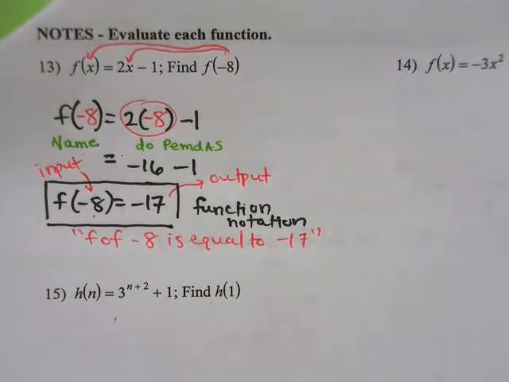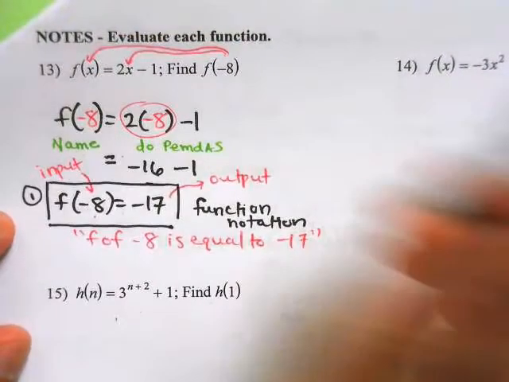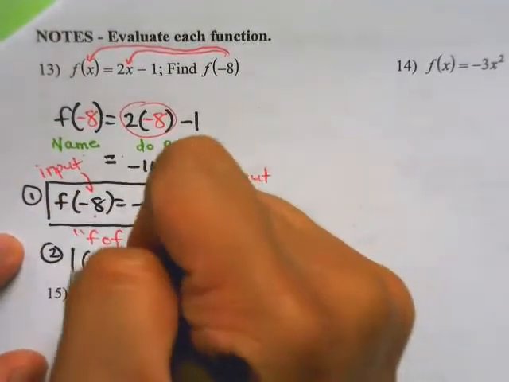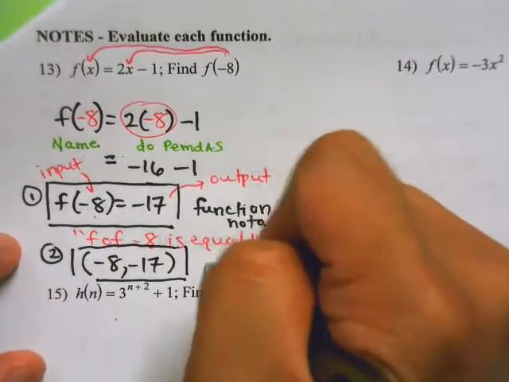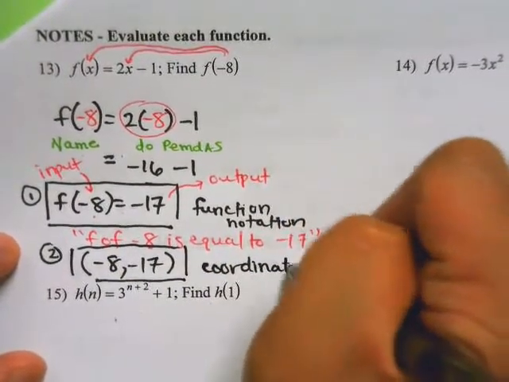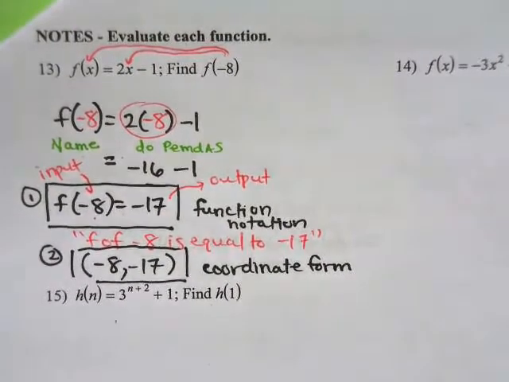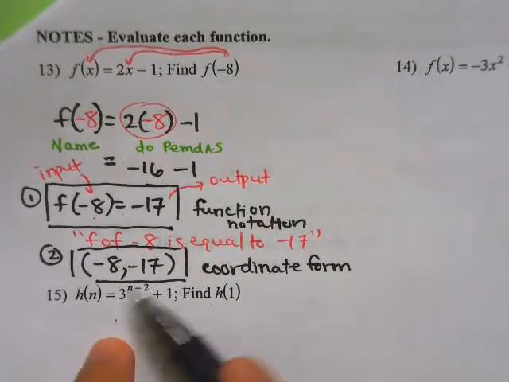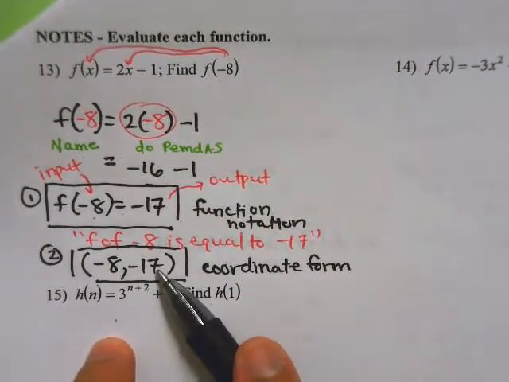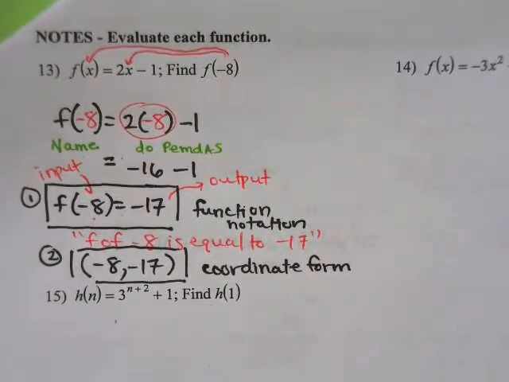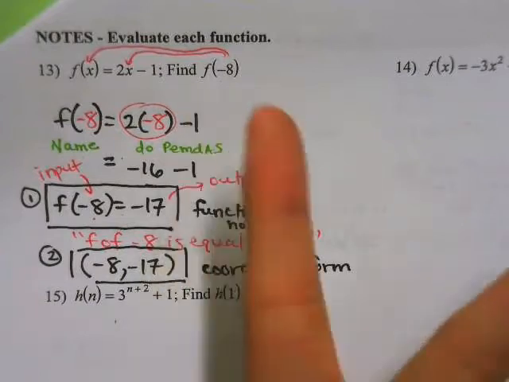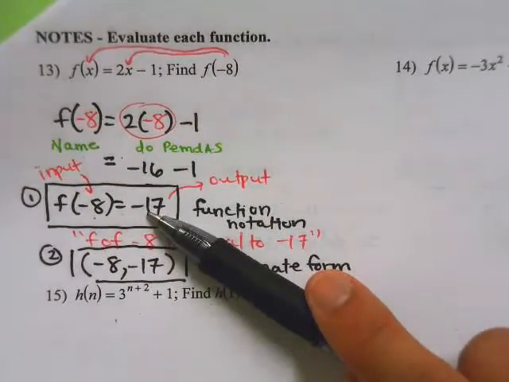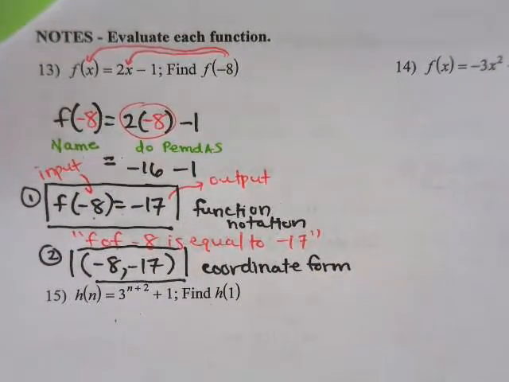So I want you guys to write your answers in 2 ways. So this is the first way I want you guys to write your answer. The second way is coordinate form. So you need to present 2 different ways of writing this answer. Function notation and then coordinate form. Really, when we're talking about coordinate forms, I hope that you guys can see that this is also an input and output. If we were to graph this, you would go 8 to the left, and then 17 down on the XY graph. Okay, so please write it in 2 different forms. Function notation, f of negative 8 equals negative 17, and then coordinate form, negative 8, negative 17.